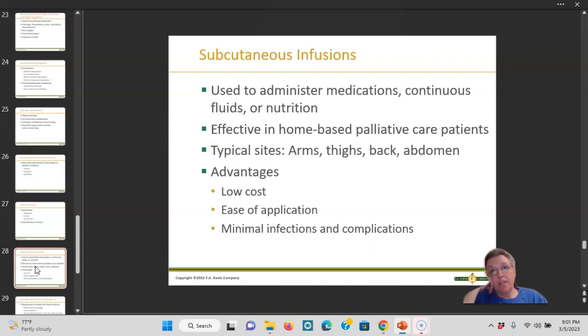Subcutaneous is used to administer meds, continuous fluid or nutrition. It's a home-based palliative care patient kind of a thing, and it can be in the arms, the thighs, the back, the abdomen. Think about this as an insulin pump. The advantages of this is that it's low cost, it's ease of application. You don't have to have a lot of training to put the needle in, and then it's minimal infection risk and complications.